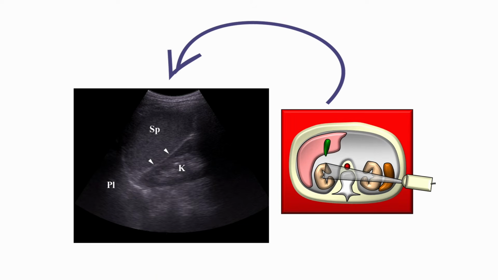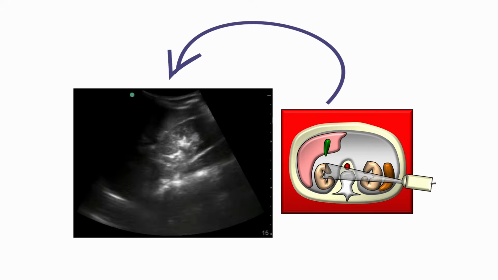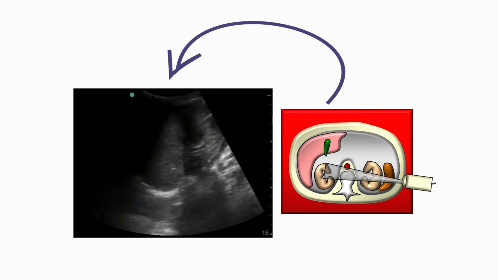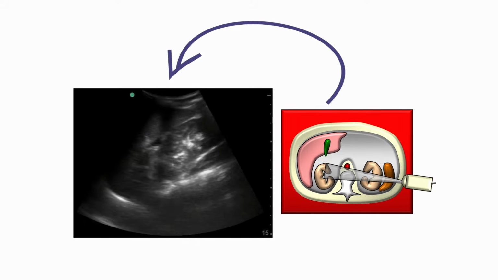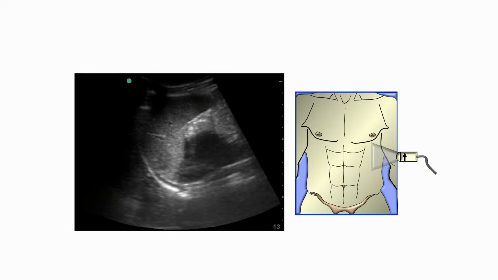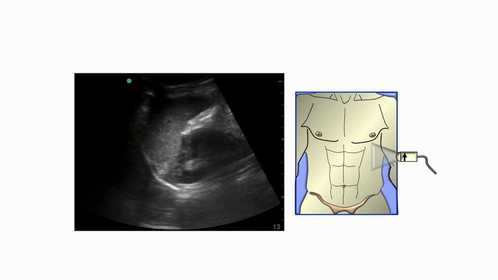Here's a still image of a normal left upper quadrant view. Note the pleural space, diaphragm, spleen, and kidney. The splenorenal interface is indicated by the arrowheads. This is a video of a normal left upper quadrant view. Here's another normal left upper quadrant view.